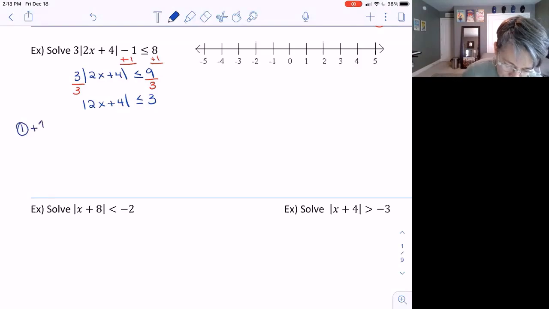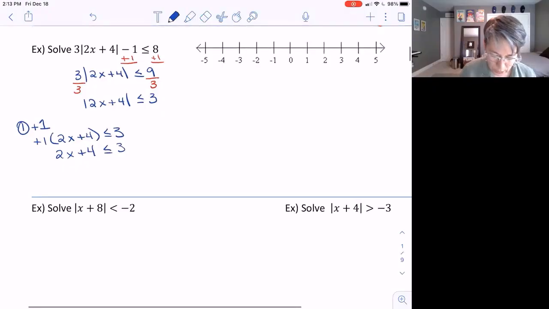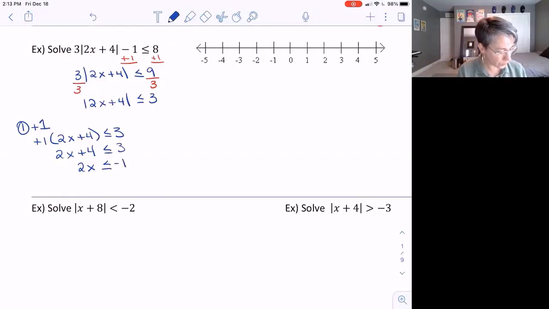Option 1 is the inside is the positive version. So we get a positive 1 times 2x plus 4 is less than or equal to 3. So 2x plus 4 less than or equal to 3. Subtract 4 from both sides. We get 2x is less than or equal to negative 1. And then divide both sides by 2. We get x is less than or equal to a negative 1/2.